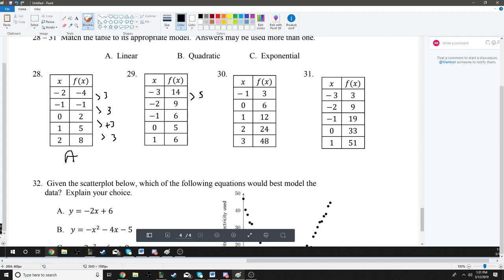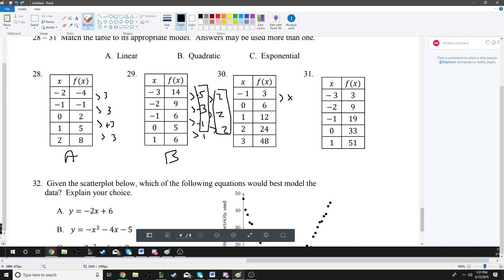This has a difference of 5, 3, 1, 1. Actually, 9 minus 14 is negative 5. 6 minus 9 is negative 3. 5 minus 6 is negative 1. 6 minus 5 is positive 1. So therefore, they all have a difference of 2. Since the second differences are all equal, this is a quadratic function. And you can kind of tell by the 1, 3, 5 pattern.